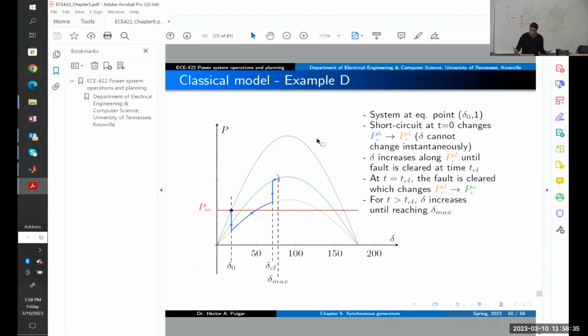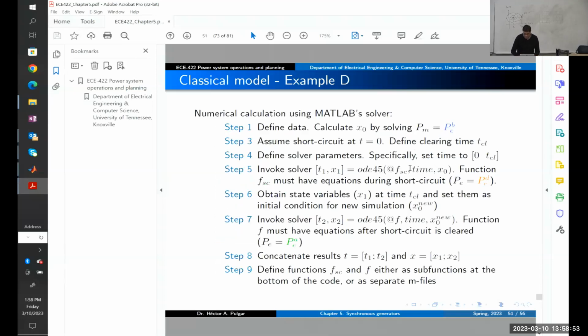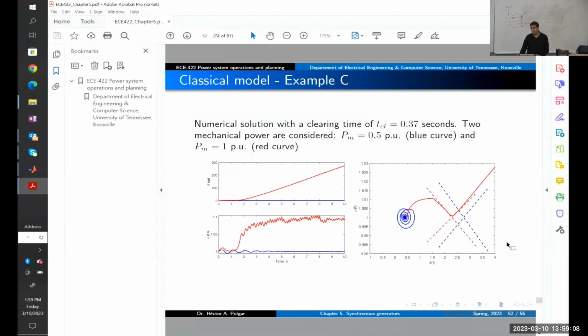But now the situation is different. We have an electrical power different from 0 during the short circuit. And after we clear the fault, the topology of the system changed, and we moved to the green curve. So we have to modify the differential equation during the short circuit and the differential equation after the short circuit is clear. So we did that, and we got something like this. I think that we played with this.